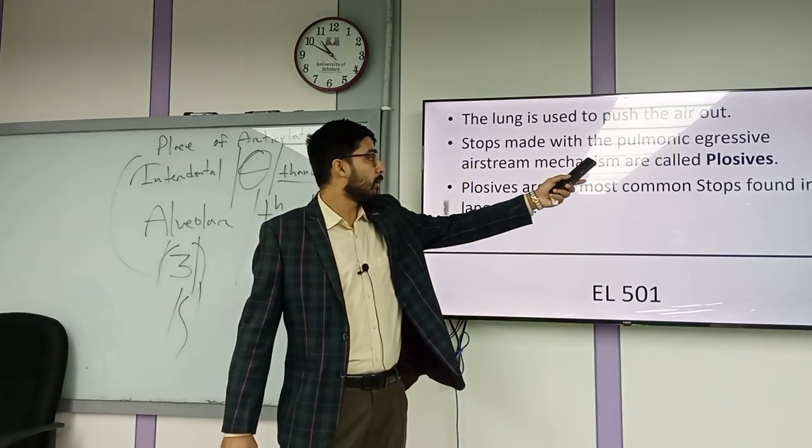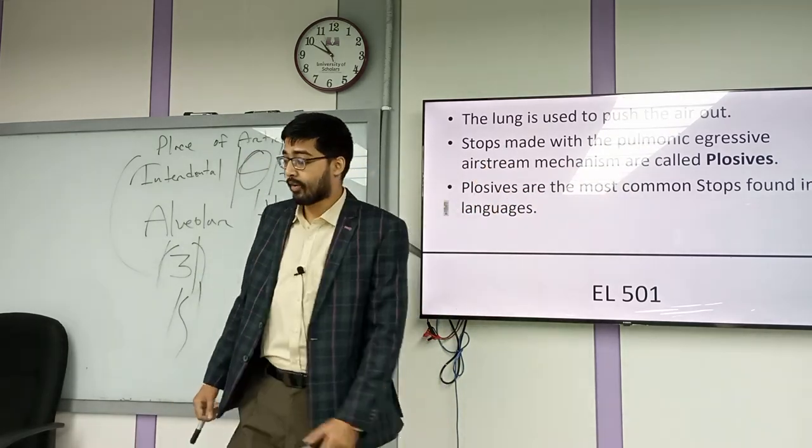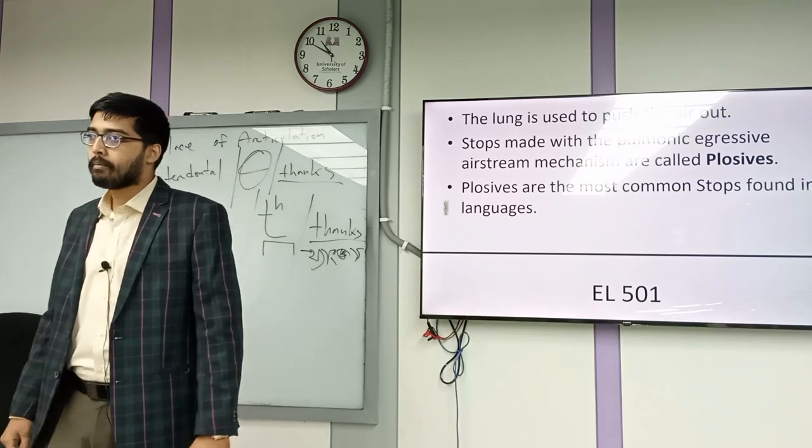Stops made with the pulmonic aggressive airstream mechanism are called plosive. That's the important line. Please write it down. Everyone, pen and paper on the table, quick.